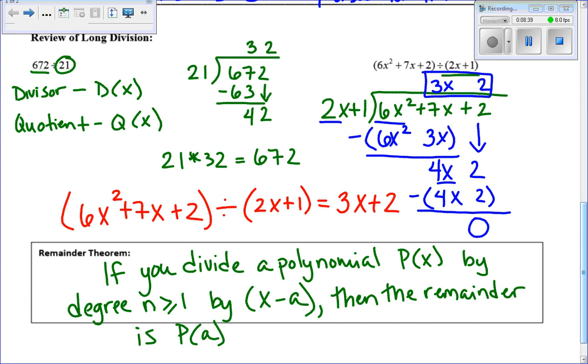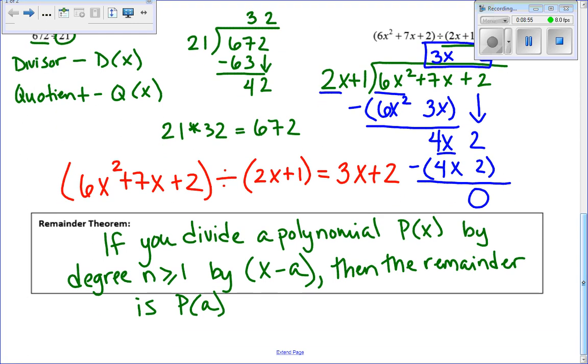Okay, and then if you multiply 2x plus 1 times 3x plus 2, you should get your original. Which also means if you divide out 6x squared plus 7x plus 2 divided by 3x plus 2, you should get 2x plus 1. So if you want to test that, you should. Okay? Alright, flip it over.